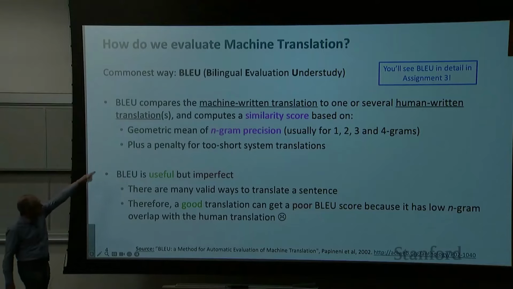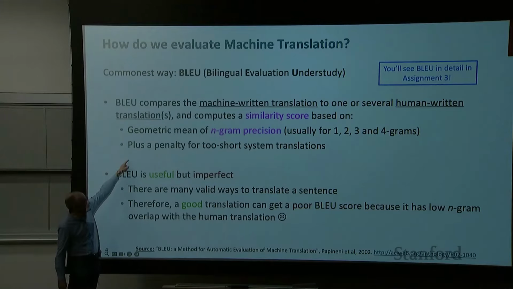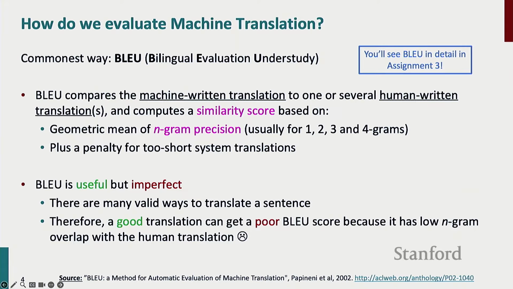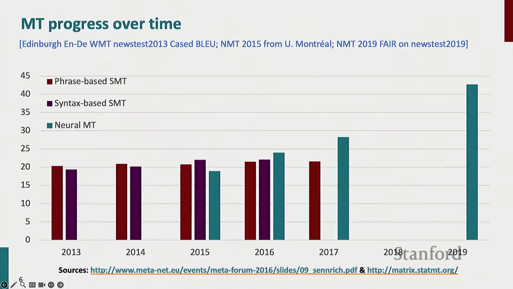There's one other trick in the BLEU measure, that there's a penalty for too short system translations, because otherwise you could leave out everything difficult and only translate the easy part of the sentence. And then for the bits you have translated, you could be getting a high score for the precision of those pieces. Okay, so when you're developing your MT systems for assignment 3, we'll use them with BLEU.